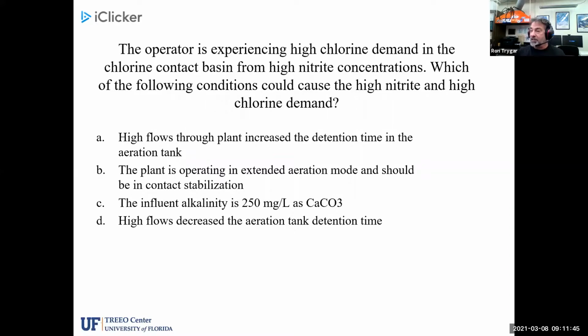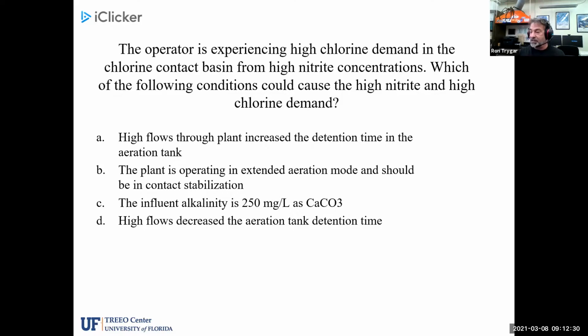Next question says the operator is experiencing high chlorine demand in the chlorine contact basin from high nitrite concentration. Which of the following conditions could cause the high nitrite and high chlorine demand? Is it A, high flows through the plant increase the detention time in the aeration tank? B, the plant is operating in the extended aeration mode and should be in contact stabilization? C, the influent alkalinity is 250 milligrams as calcium carbonate? Or D, the high flows decrease the aeration tank detention time? So what's happening in this basin or these basins that could create the high nitrite problem?